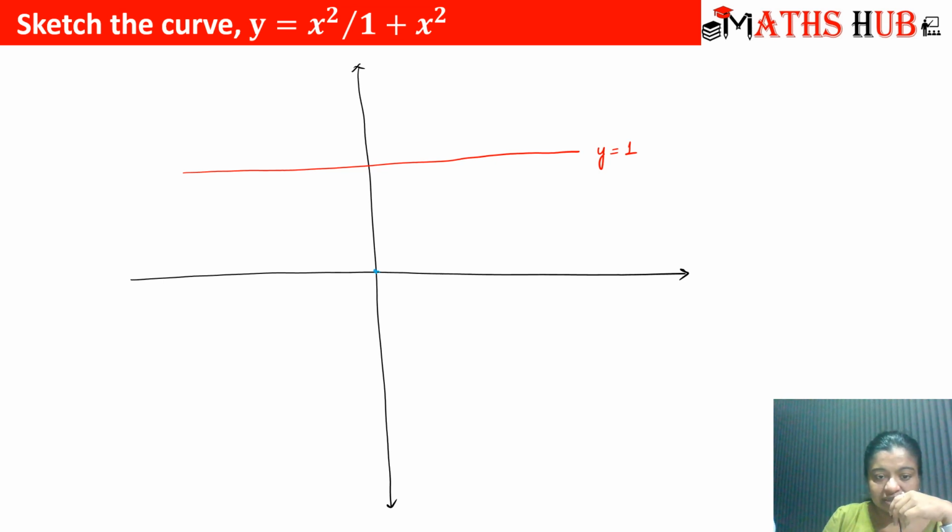And the curve is passing through the origin. The curve is increasing, so it will be like this. Since it is symmetrical about the y-axis, we can just replicate it over here as a mirror image. So this is how the curve will look like. Y is equal to x square upon 1 plus x square, right?